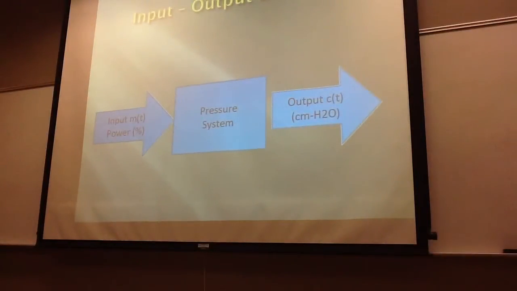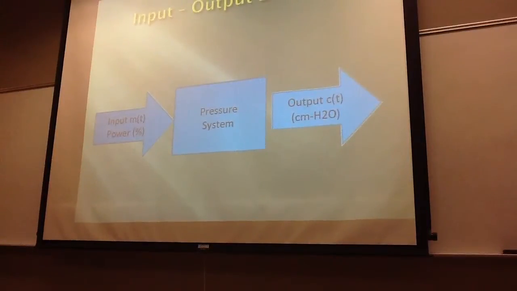The way the laboratory was run was with a remote system controlled by an input program from a remote PC. The input power percentage was represented by the function M(t), and the output was measured in centimeters of water, represented by the function C(t). The data sent from the system was stored in table files, which were opened by programs such as Microsoft Excel.